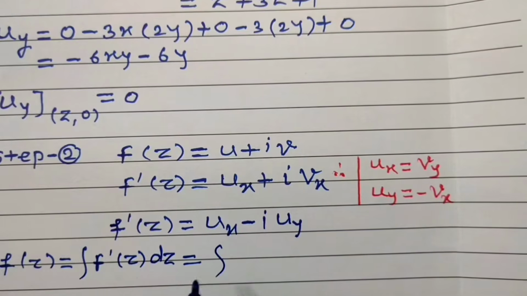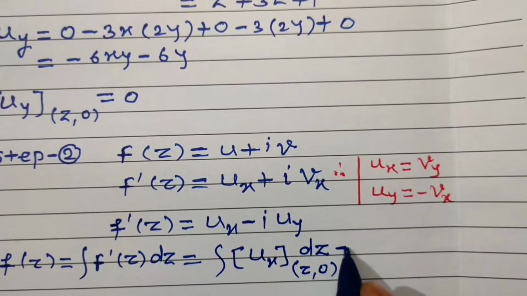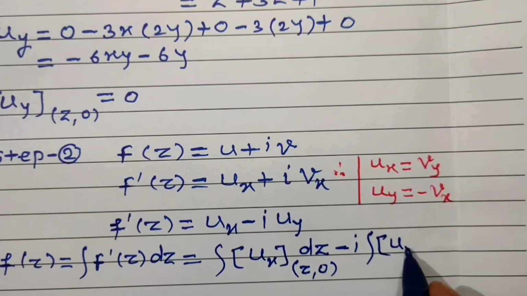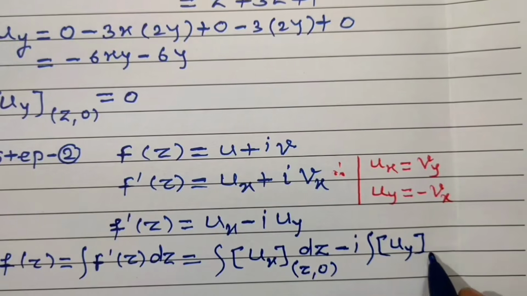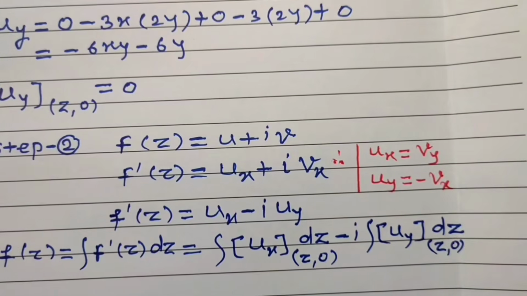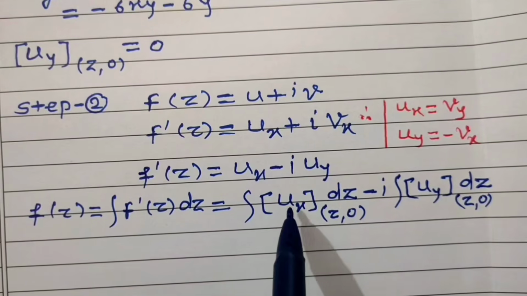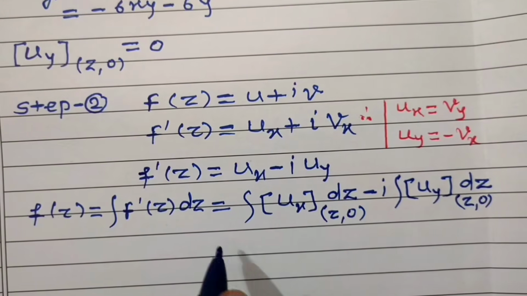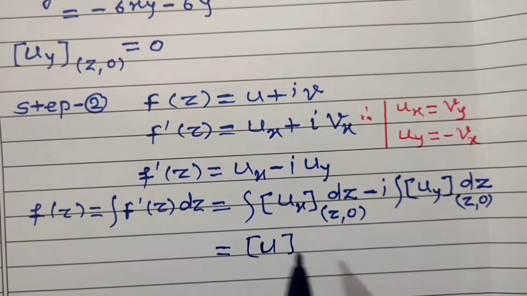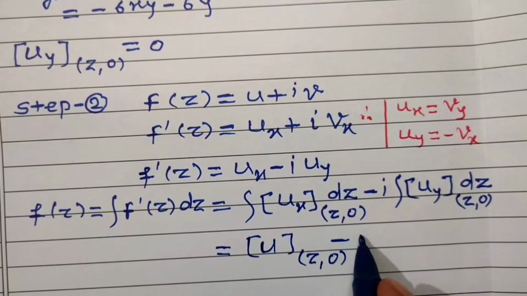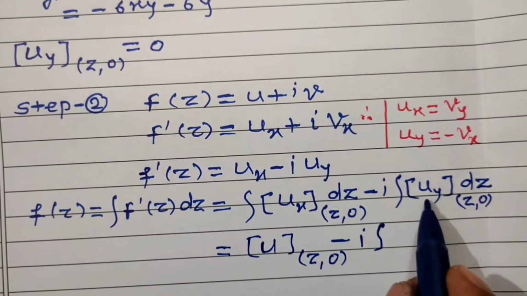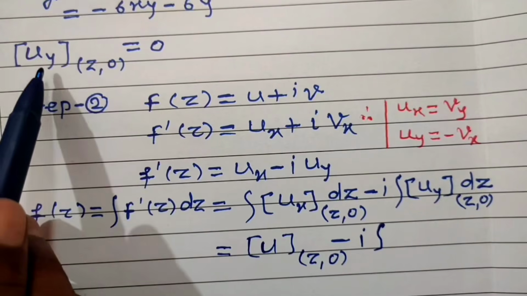This is equal to integral of partial derivative of u with respect to x, replacing x by z and y by 0, integrate it with respect to z, minus i into integral of uy, means partial derivative of u with respect to y, replacing x by z and y by 0, integral with respect to z. Okay, so without finding partial derivative of u with respect to x and without evaluation of this integral, its value directly we can write u at z comma 0 minus i into integral of uy at z comma 0, which is obtained in step number 1.